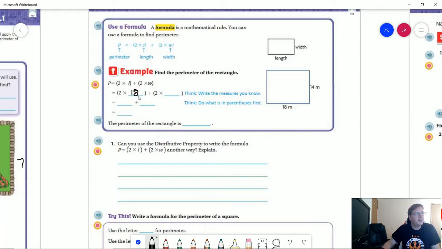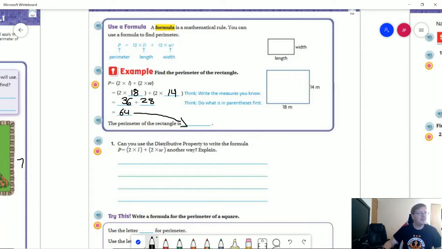If you don't know your multiplication facts for working with numbers this large, just add it to itself. And that will get you the correct answer. So that's going to give us 36. If we take 2 times 14, we can double 14 or do 14 plus 14 to get 28. And so when we add those together, that would give us 64.